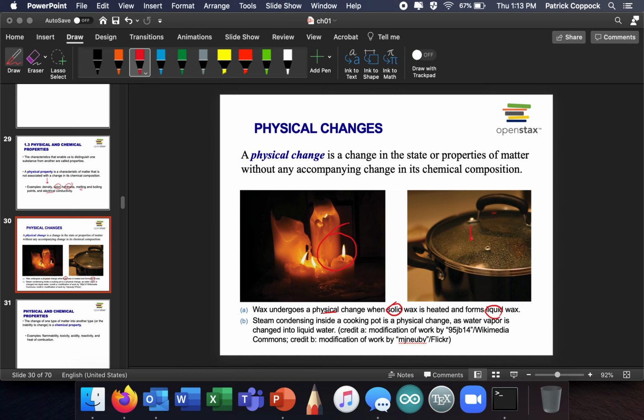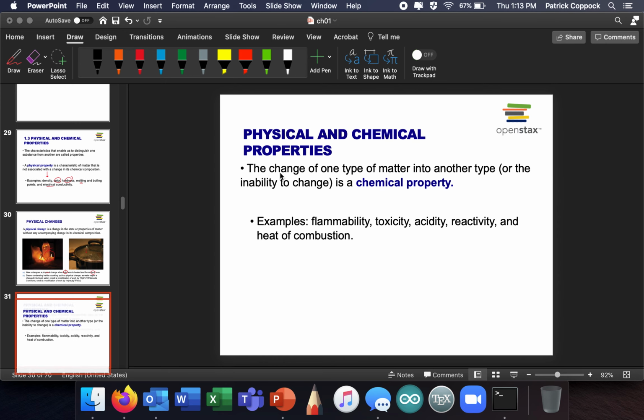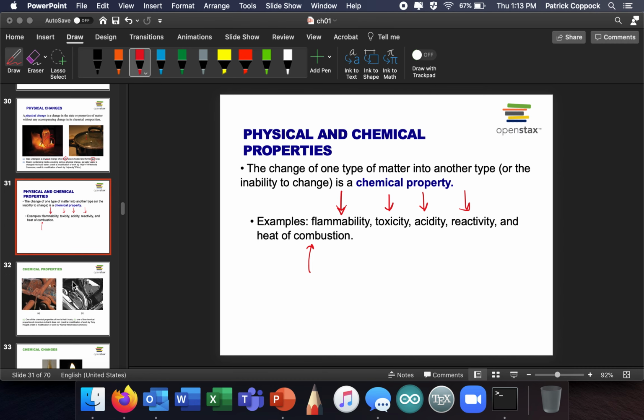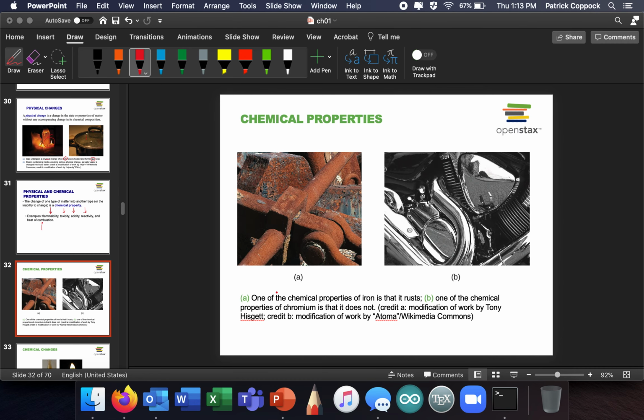Steam condensing on the inside. Can you see the dots of steam there on the inside of that pot? That's a physical change, right? Now, the change of one type of matter into another type is a chemical change, right? Examples of chemical properties are flammability, toxicity, acidity, reactivity, and heat of combustion, right? And chemical changes look like this.